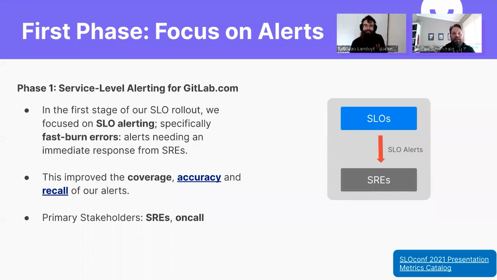Great. So GitLab has been working on its adoption of SLOs for several years, and we can break this down into two distinct phases. In the first phase, we were primarily focused on replacing our cause-based alerts with something more fit for purpose. The main stakeholders were SREs, and SREs also own the definitions of the SLIs, the SLOs, and the alerts. When we get an alert, it's handled by the SRE on call. And this approach has improved the coverage, the accuracy, and the recall of our alerts a great deal. I did a talk at SLOconf last year on this topic, and you can find it online if you look for it, or there's a link in the presentation.